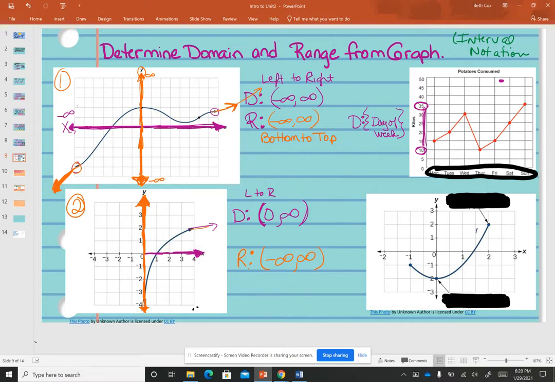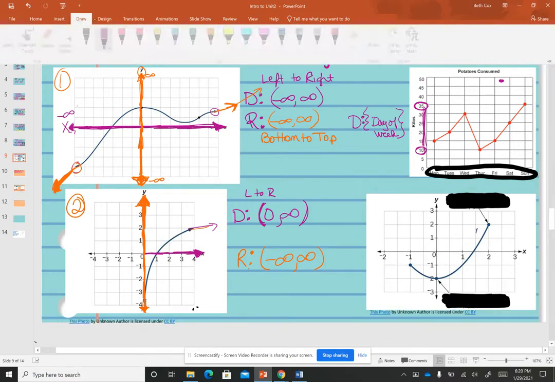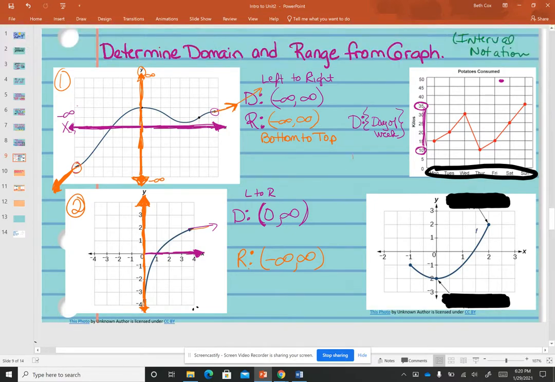I'm getting my orange because range is orange, right? Why did I make range orange? I don't have any idea. But 10 is a point, so it gets a bracket. So 10 to 35. That would be my range.